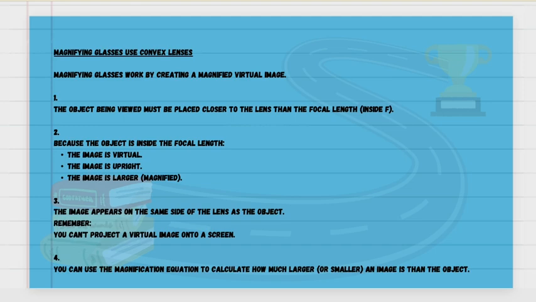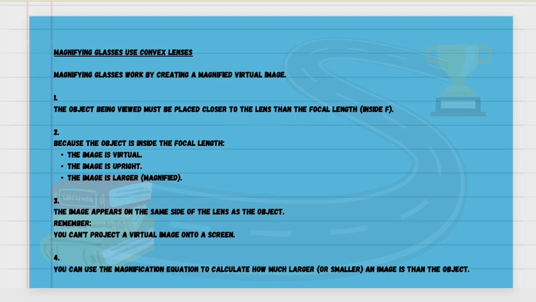Magnifying glasses use convex lenses. Magnifying glasses work by creating a magnified virtual image. The object being viewed must be placed closer to the lens than the focal length. Because the object is inside the focal length, the image is virtual. The image is upright. The image is larger, magnified. The image appears on the same side of the lens as the object. Remember, you can't project a virtual image onto a screen.